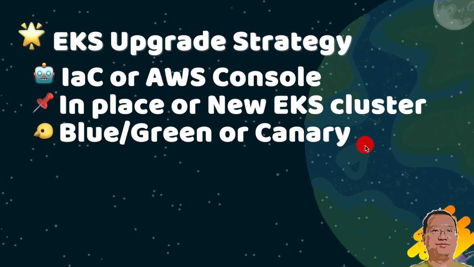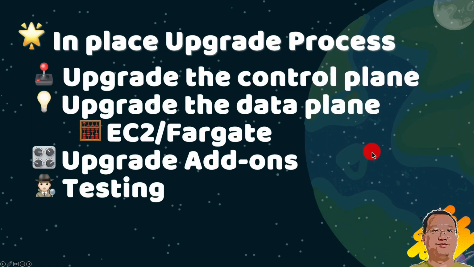Next topic is the EKS in-place upgrading process, which is a common strategy. Once we choose the in-place upgrade process, there are two main parts to upgrade: the control plane and the data plane. The control plane is the brain of your cluster, like the CPU of your phone. We upgrade it first. The data plane is the EKS workers that run our applications, like the apps.